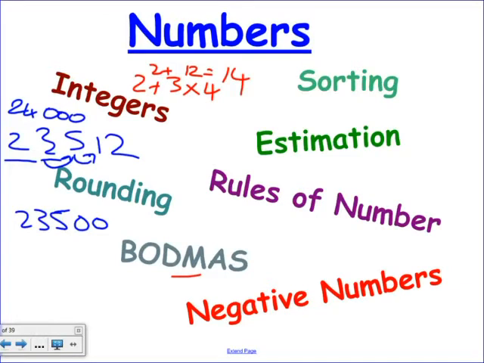However, the A and the S and the D and the M are paired together. So if I had 6 minus 2 plus 5, what would I do first there? Amber?